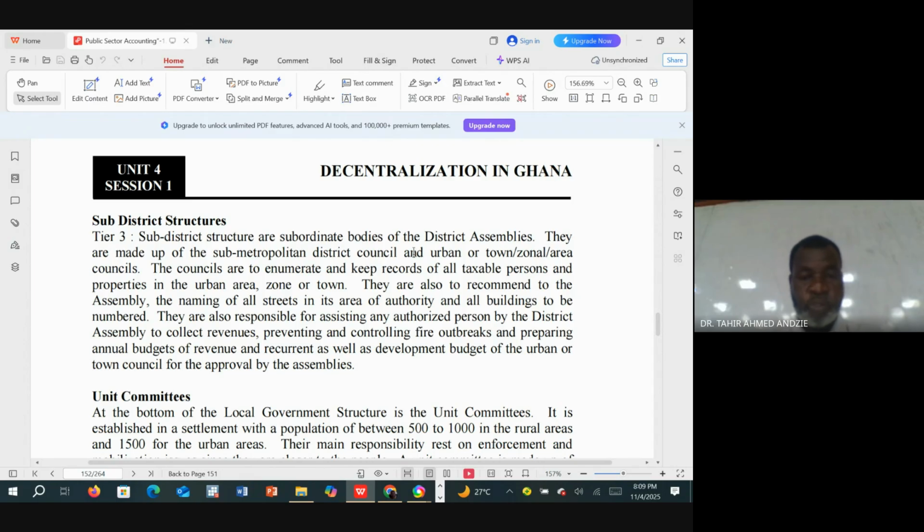They are also responsible for assessing any person authorized by the district assembly to collect revenue, preventing and controlling fire outbreaks, and preparing the annual budget of revenue and recurrent expenditure, as well as the development budget of the urban or town council, for the approval of the assembly. So they are supposed to administer the functions of the various assemblies in the local areas, right?